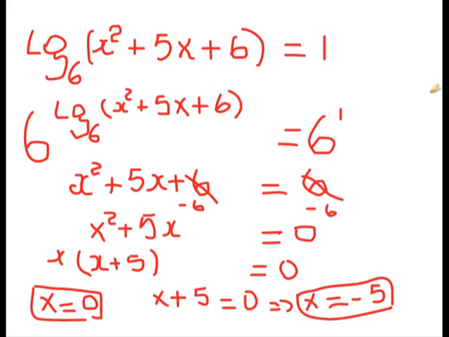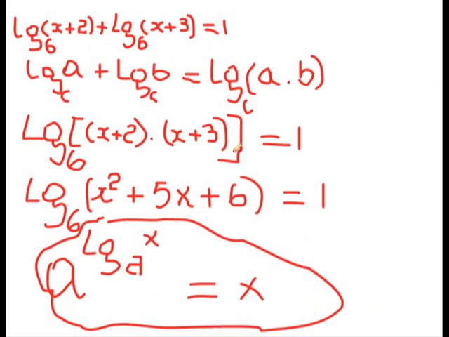So this problem, remember this problem, it was about log base 6 x plus 2 plus log base 6 x plus 2 equals 1. If you want, you can just place those values, put 0 here. You're gonna have log base 6 of 2, log base 6 of 3. So when you do it, you should find 1.